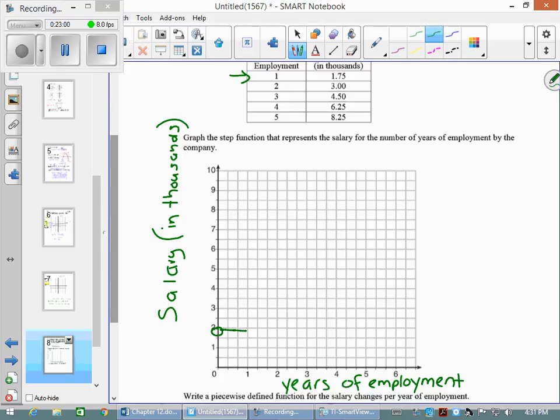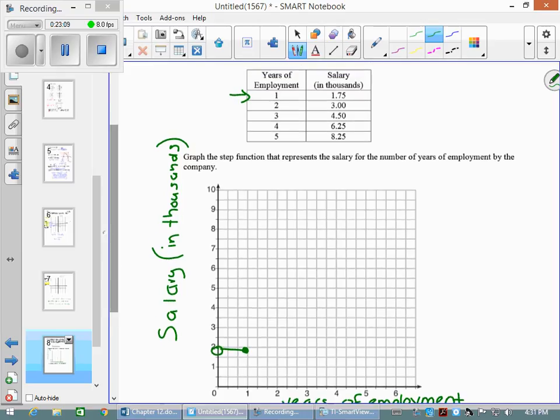Now if we take a look at the next one, for 2 years employment, your salary is going to be 3. So if you go up to 3, that's going to start right after your first year. So we're going to do an open circle because you're still going to be paid the previous amount up to and including that first year. Now, up to your second year, we're going to continue our line out all the way to your second year, that it's going to be $3,000.